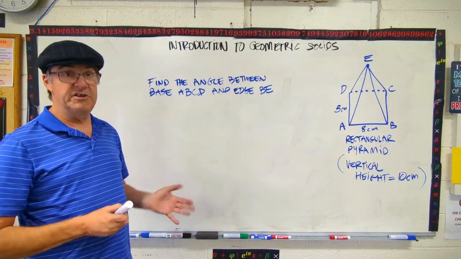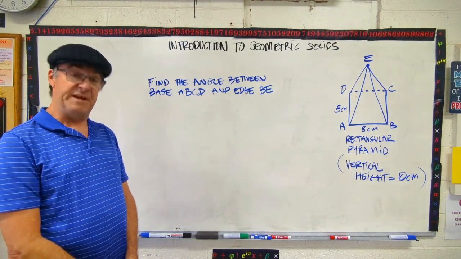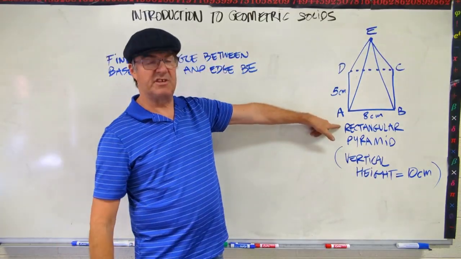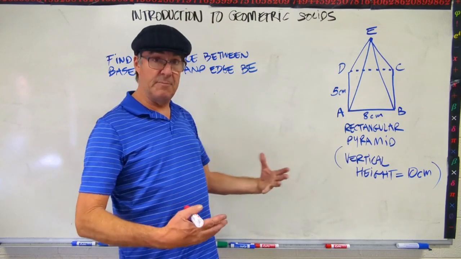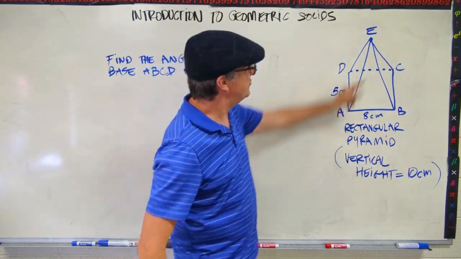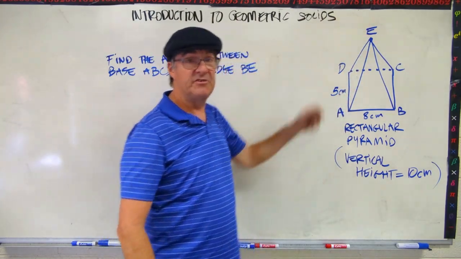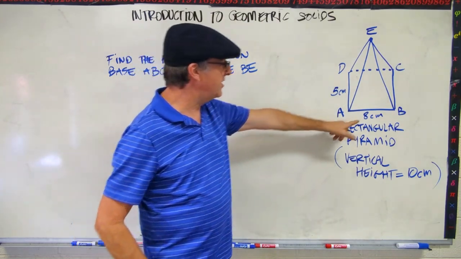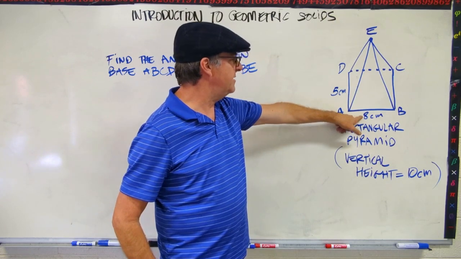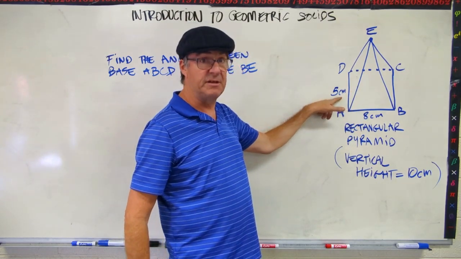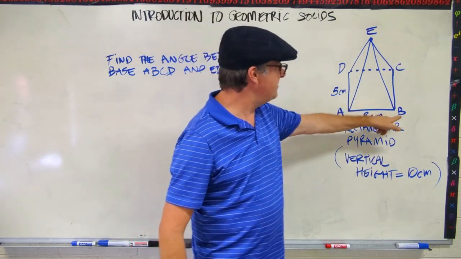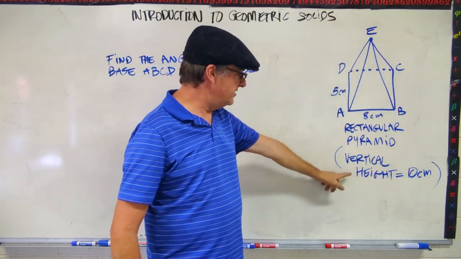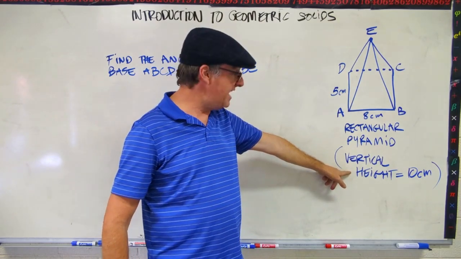This time, we're going to use a rectangular pyramid, okay? So I've drawn that in here. Rectangular is the name of the base, and a pyramid just means all the corners go straight up to the top, okay? So a square pyramid would have a square as a base. This one's a rectangular pyramid because one side is 8 centimeters, the other side is 5 centimeters. We've labeled our base A, B, C, D, and then our top is E. And it's also telling us that we have a vertical height of 10.